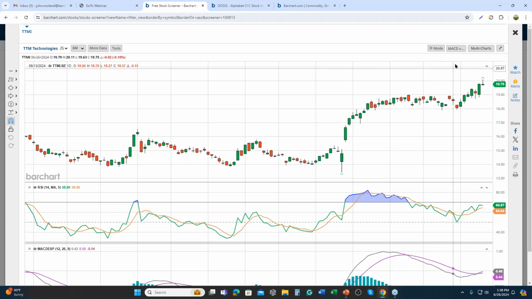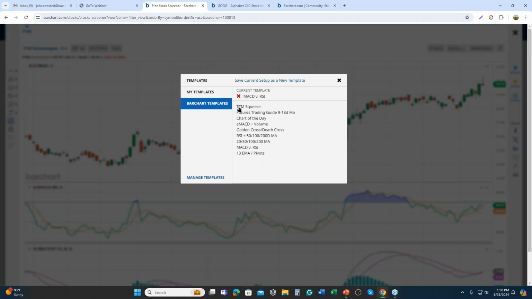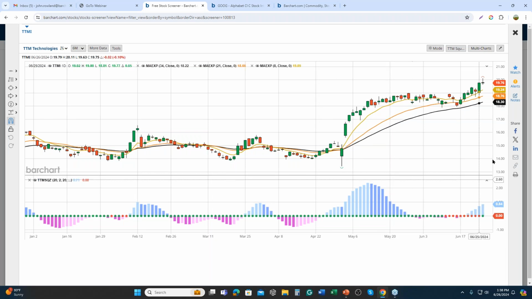Now, one of the cool things about Barchart is if I go up into this little box here, I'm in flip charts, but you can find this on your regular charts as well. It'll say template up here if you are new to Barchart. You go in here and there's Barchart templates, and here is the TTM squeeze. So you could click on that and you would actually see the result here. Here's where the TTM was squeezed, volatility was narrowing, and then this green dot is the firing.